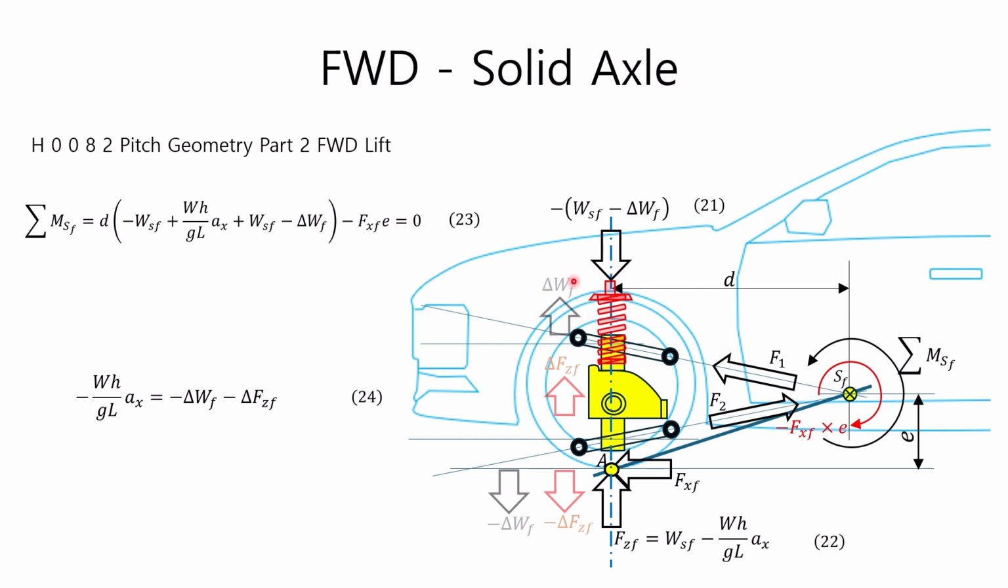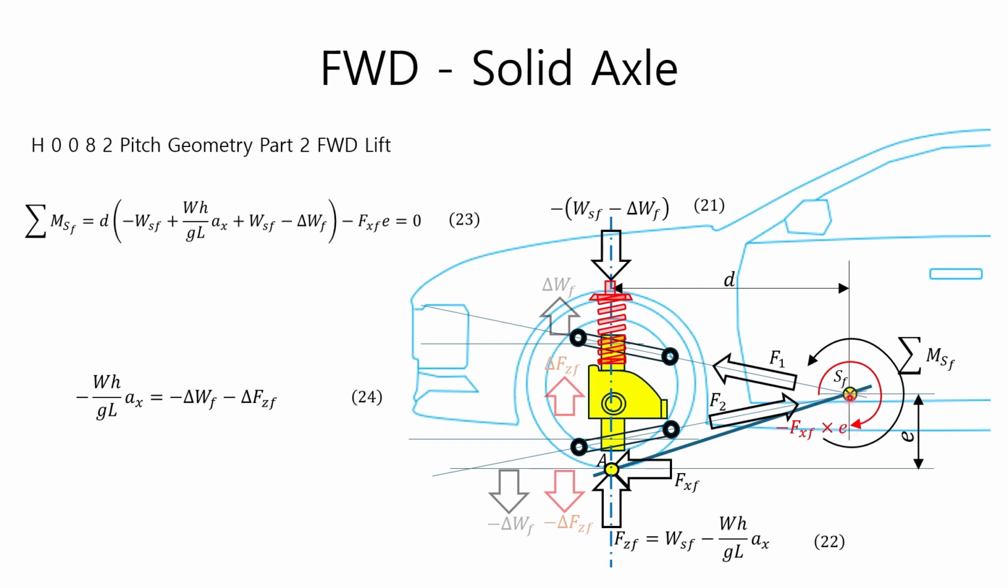As a reaction to the driving force FXF generated at the center of the front tire contact surface, an upper arm reaction force F1 and a lower arm reaction force F2 are generated. The vertical resultant of these two forces is delta FZF, which acts vertically upward. In addition, since the driving force FXF acts parallel to the ground at a distance e, perpendicularly downward from the virtual reaction point SF, a moment of magnitude equal to the driving force FXF multiplied by the distance e is generated at the virtual reaction point SF. This moment is generated clockwise at the virtual reaction point SF.